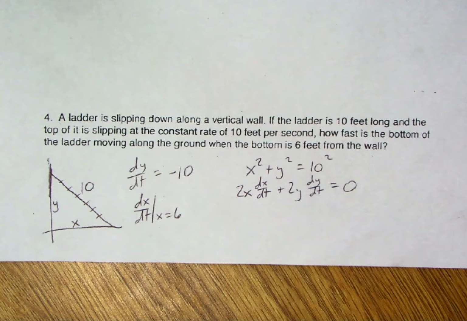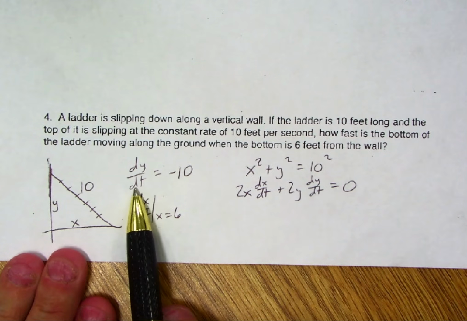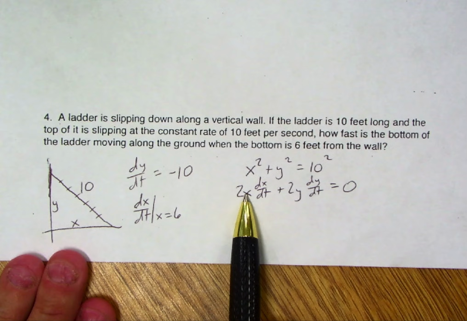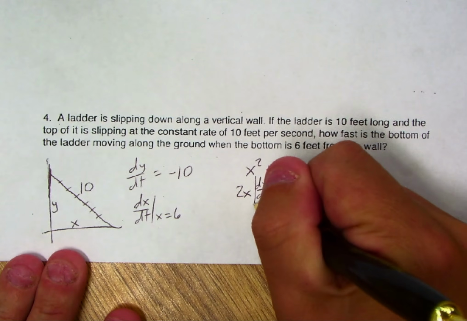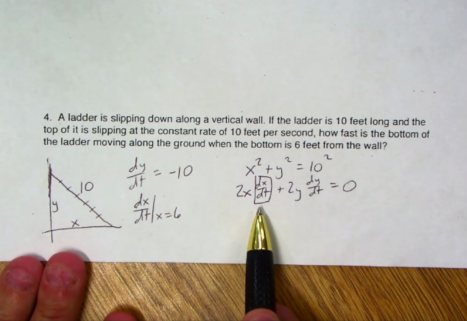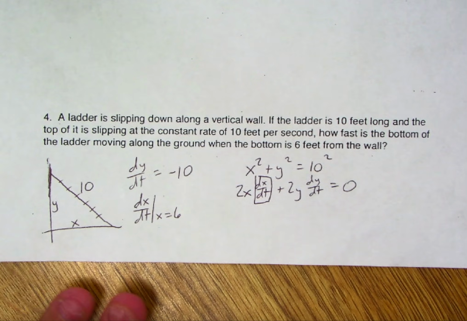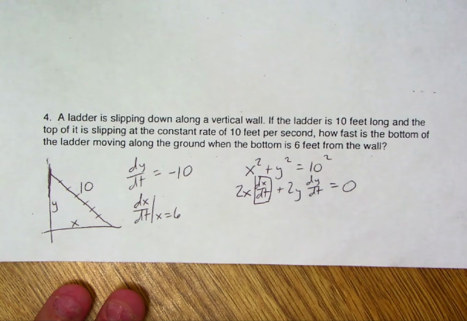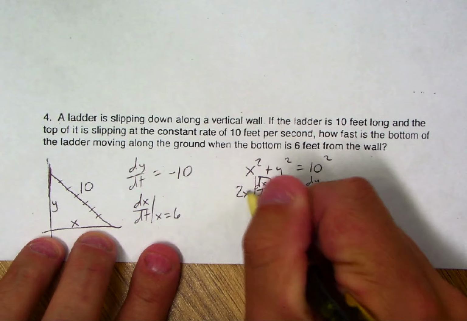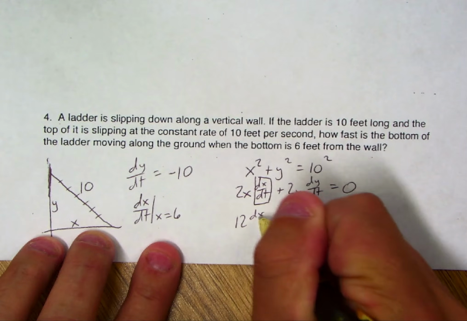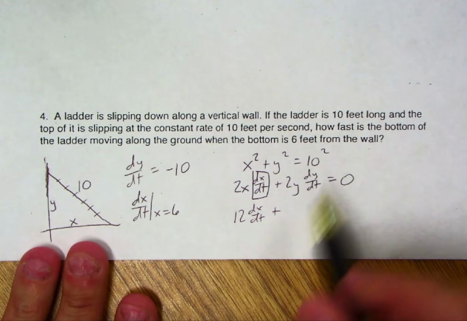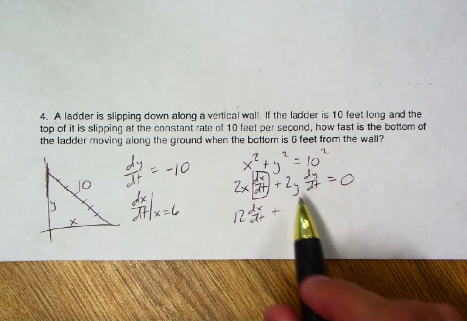The last one is substitute and solve. Now I get to plug my stuff in. So I know dy/dt is negative 10. I know x is 6. I'm looking for dx/dt. If this is the thing I'm trying to find right here, that means I have to know all the other stuff. I have to know x, I have to know y, I have to know dy/dt. So I know x is 6, so that's going to be 2 times 6 is 12. I know dy/dt is negative 10. I need to figure out what y is, though. I don't know what y is.